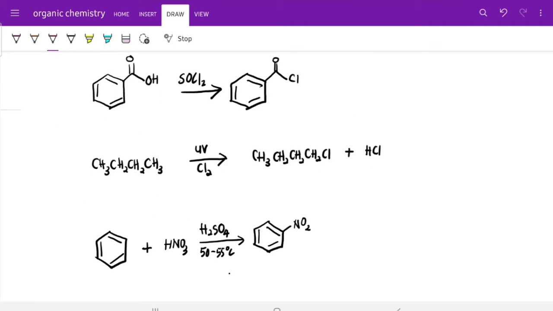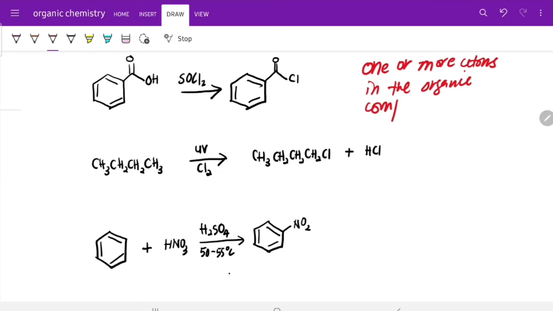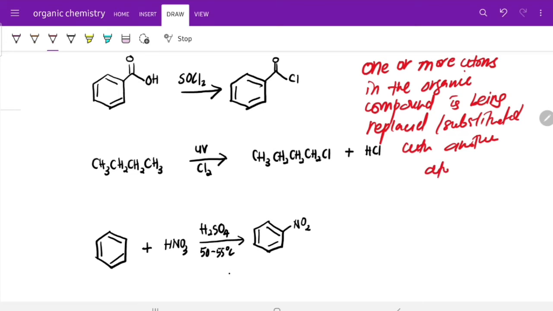First we're going to look at substitution reaction. A substitution reaction involves one or more atoms in the organic compound being replaced, or substituted, with other atoms. There are three types of substitution reaction: nucleophilic, electrophilic or free radical substitution.